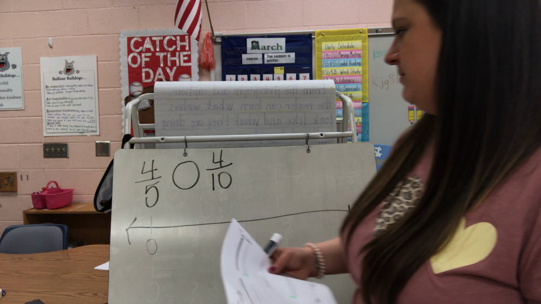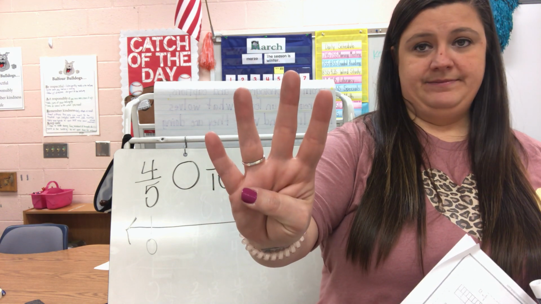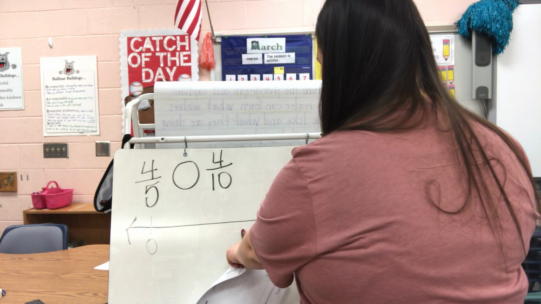Alright, so let's start with our fifths. If I'm making 5 equal groups, how many lines do I need? 4. So if I'm making 4 lines, is 4 even or odd? It's even because we can separate it 2 and 2. So we can't start in the middle, we have to go around the middle.